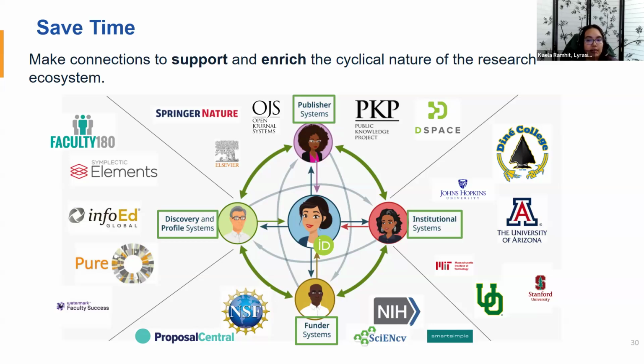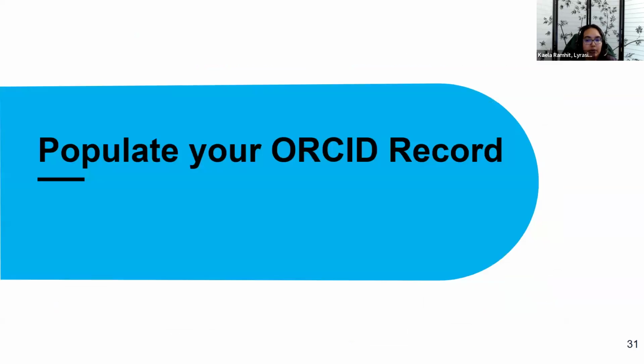The research ecosystem depicted here is interconnected, and the researcher is at the center of that ecosystem. You connect to each aspect of the life cycle. Funding agencies can push funding awards and grants to your ORCID record. Publishers push works or publications. Universities can push education or employment. And it's all designed to support your research and to more easily navigate this process. And the best way to do that is to learn how you can populate your ORCID record.